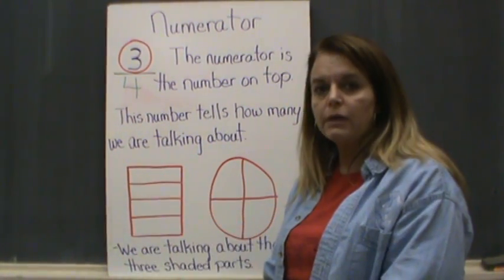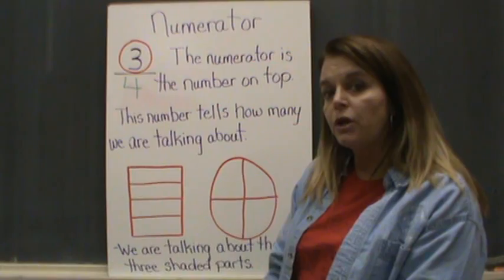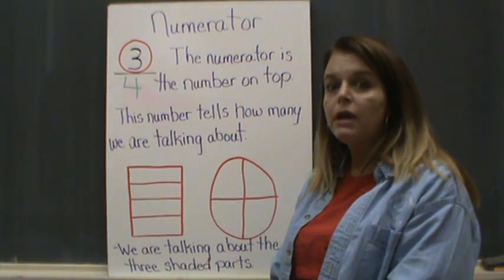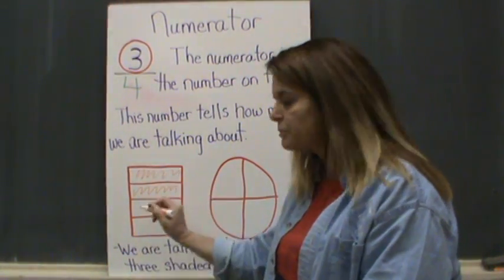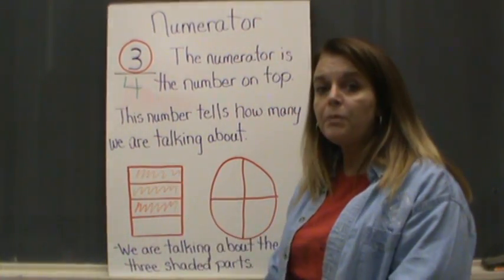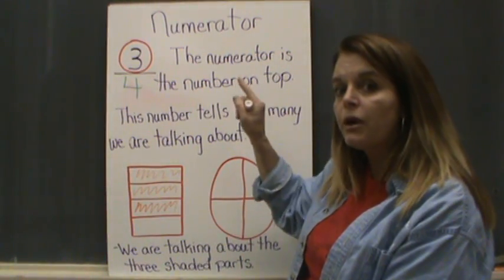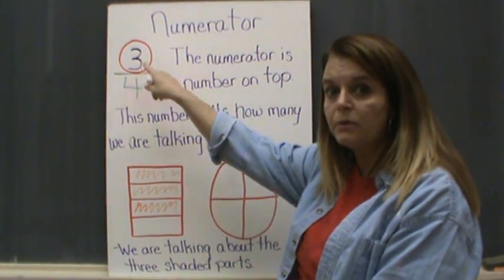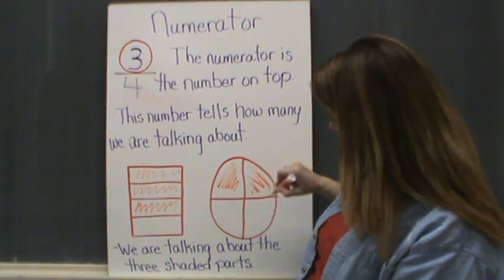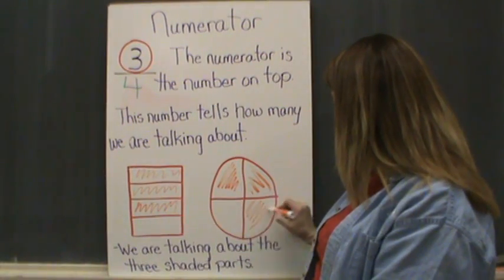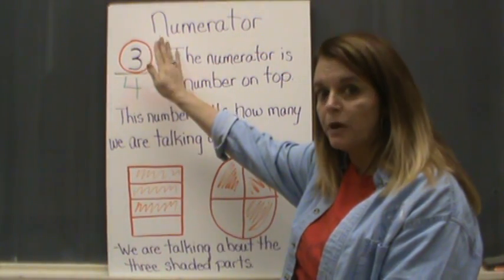If I have a rectangle and I have it divided into 4 equal parts, and I am talking about the numerator, the number 3, tells me again how many I'm talking about, then I am talking about 1, 2, 3 parts of the whole rectangle. Same thing is true with a circle. If I want to look at 3/4 of the circle, because my numerator is 3, I want to look at 1, 2, 3 of those parts.